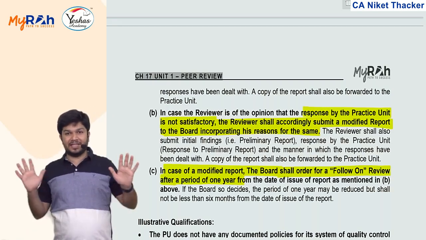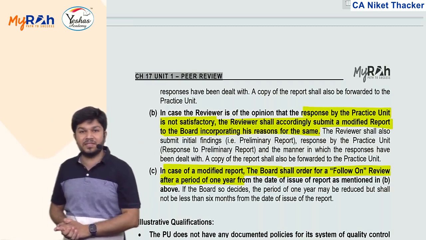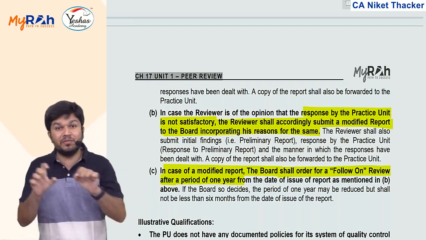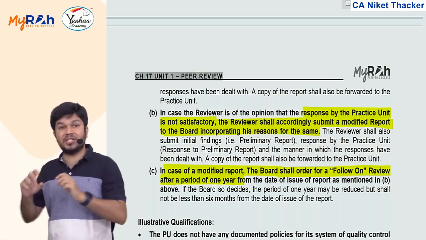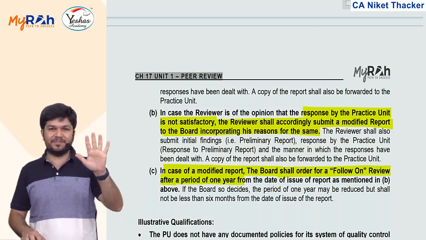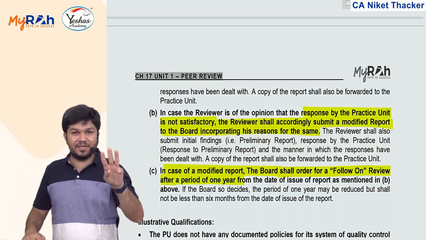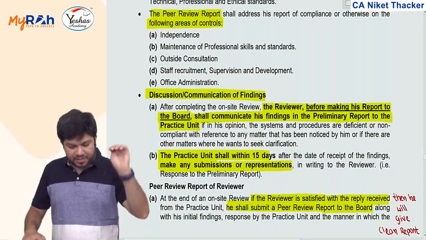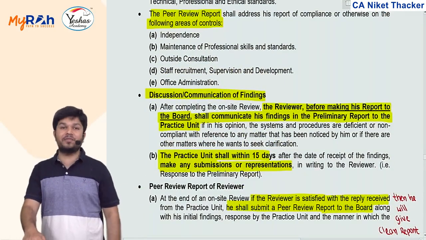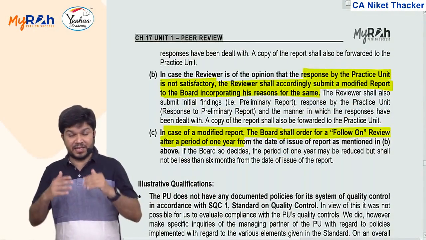Okay, now the date came. The reviewer will visit PU. The on-site visit can be a maximum of 7 to 15 days. And whenever I go, I have to check general controls relating to 5 things: independence, staff development, outside consultation, then we had maintenance of professional skill and standard, and office administration. So these are the 5 general things which I need to take care of.